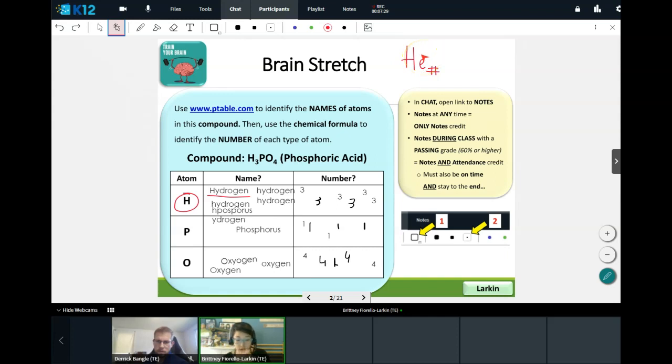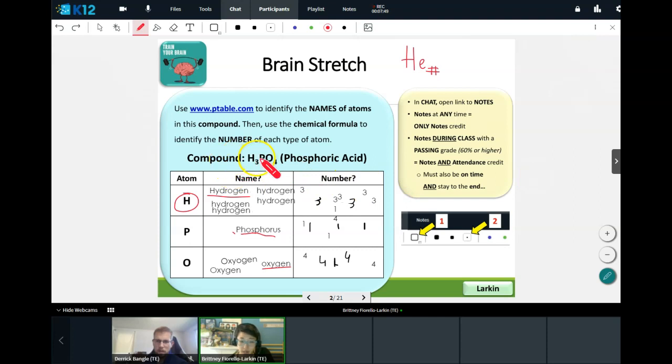You can have single letter or double letter. Again, the number only comes after the double letter if you have a double letter. Cool. P is for phosphorus. That is definitely true. And O is for oxygen. Yes. So we know what the atoms are. Now we just need to figure out how many of each there are.